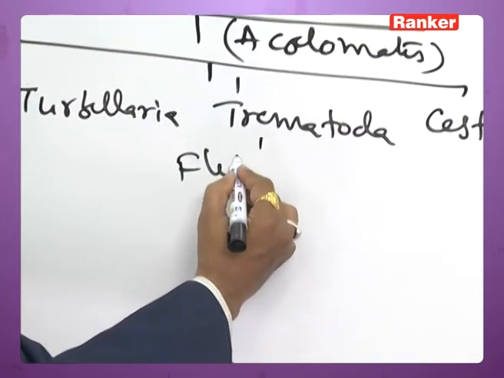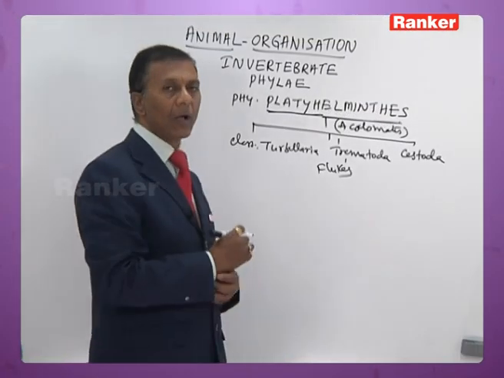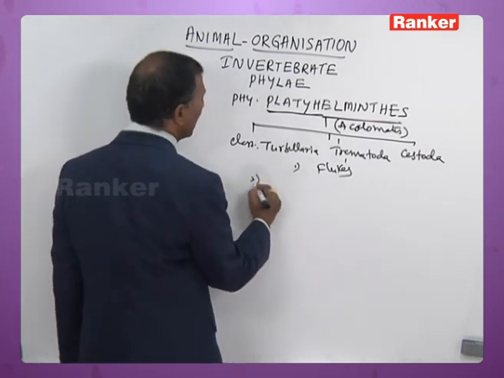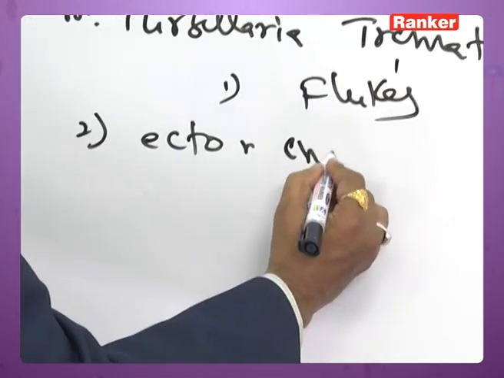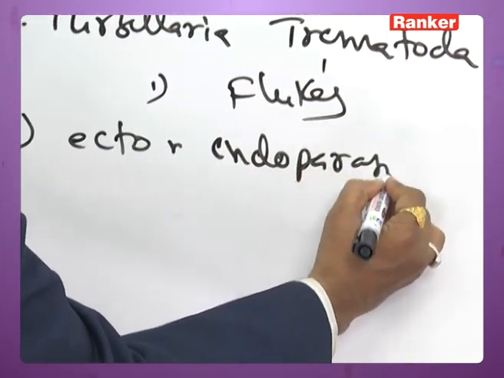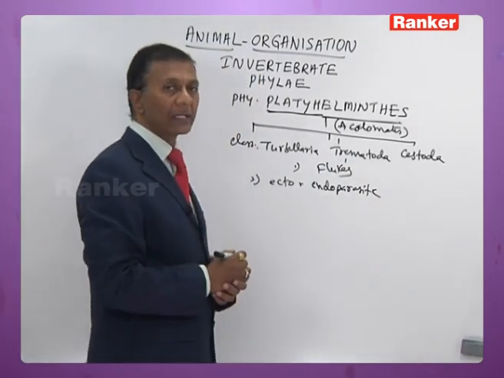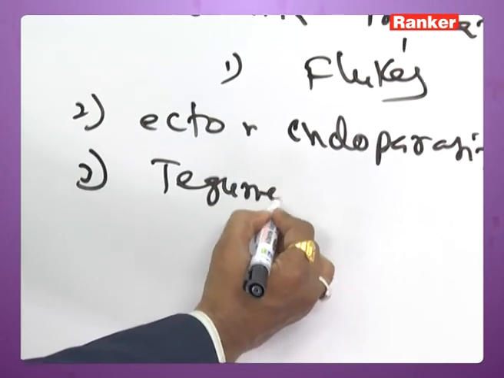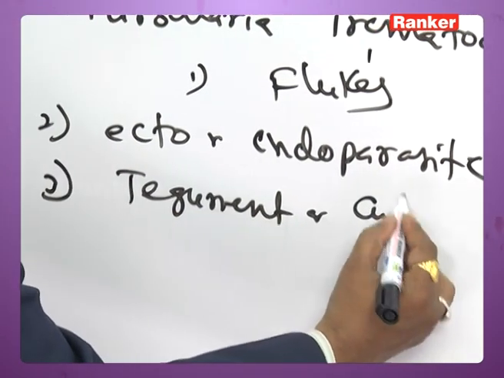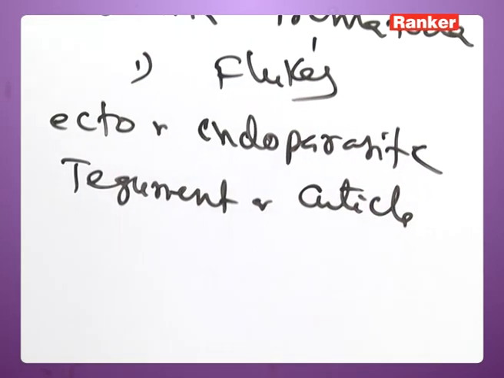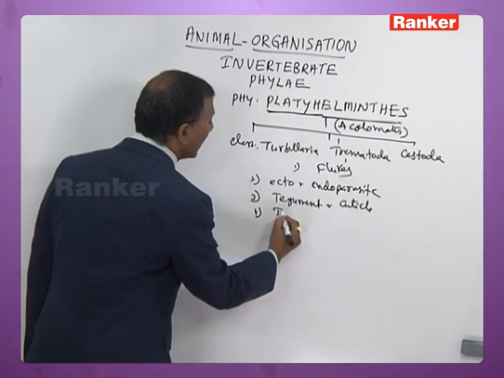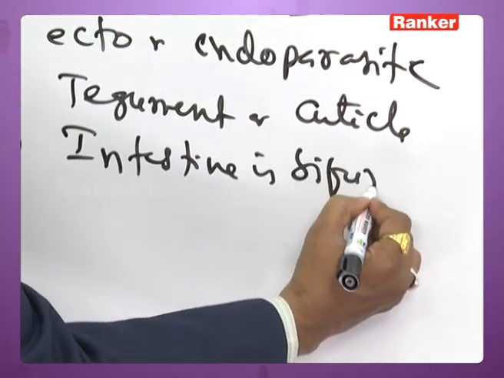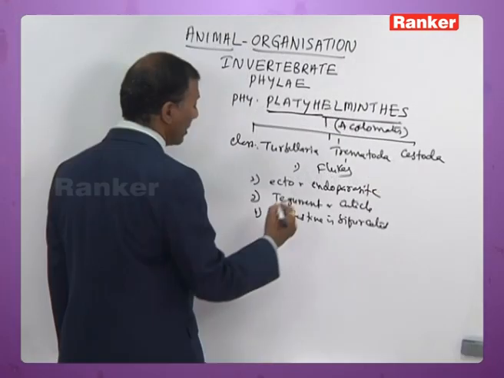Trematodes are commonly called flukes. They are ectoparasitic or endoparasitic. The outermost layer is tegument or cuticle. Intestine is bifurcated in them, in trematodes.